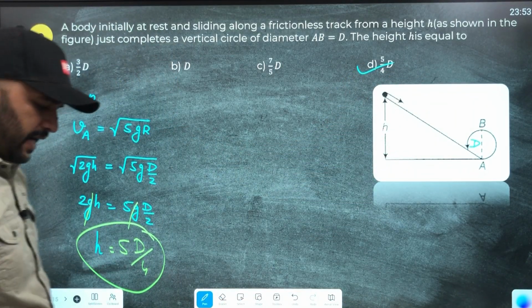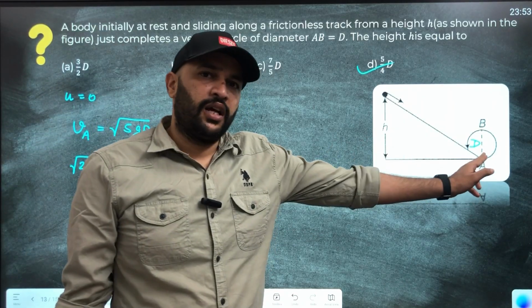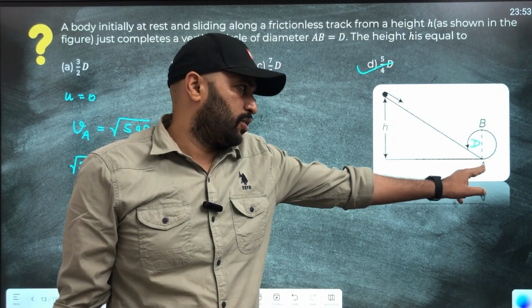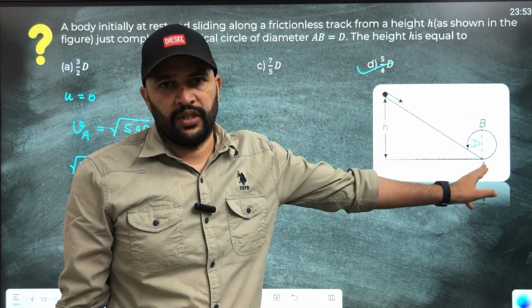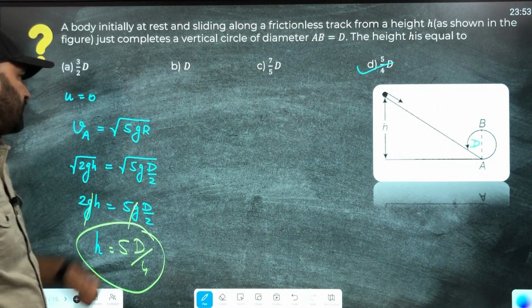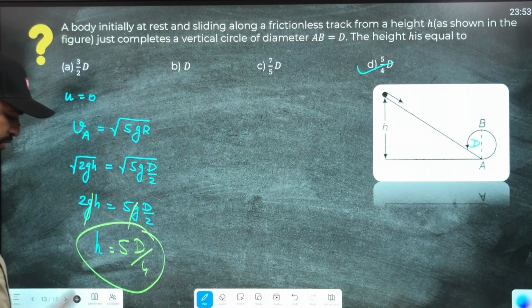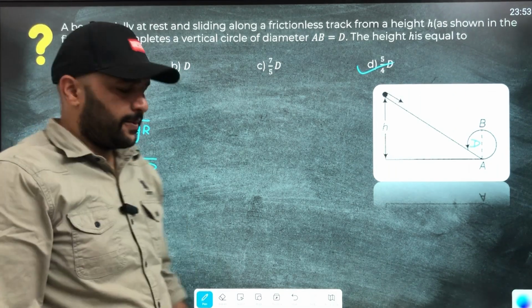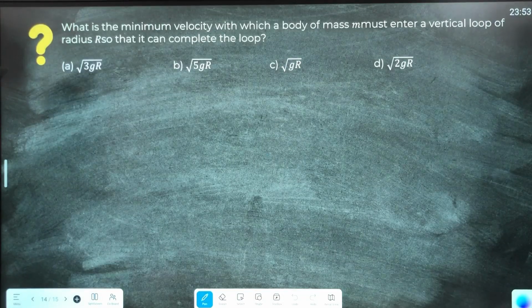Now what is the concept behind it? The velocity required at point A to complete any vertical circular motion is equal to root 5gr. That you have to remember, or you should know from vertical circular motion, right? Let's see the next one.